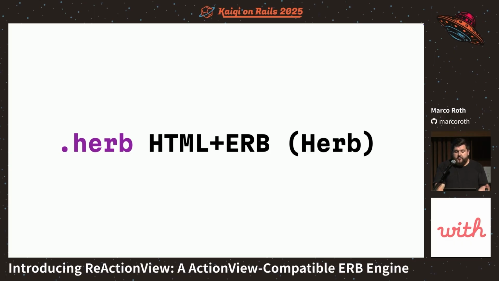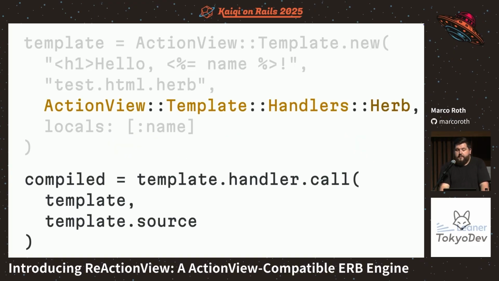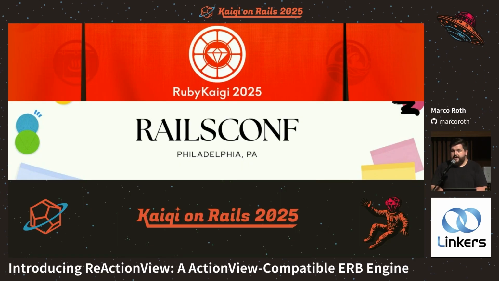What we could do with HERB now is to say we might be able to do the same thing. We have a missing closing tag here too, and when we are trying to compile this using the HERB handler, potentially, it will crash and tell you there's a missing closing tag. And that was the idea that I shared at RailsConf to what we could do with this now. So I'm here today to now show you how this actually works in practice.